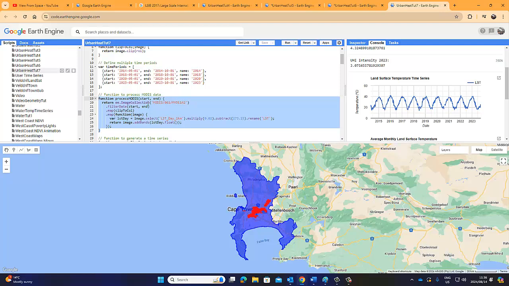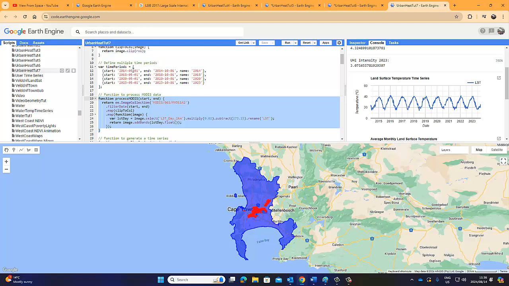So now I've got X number of images, because remember this is an image collection, and I think it's 8-day images. So you can work out the number. From the 25th of May, through June, July, August, it's basically 4 months, at 8 days each. So that's about 25 images.